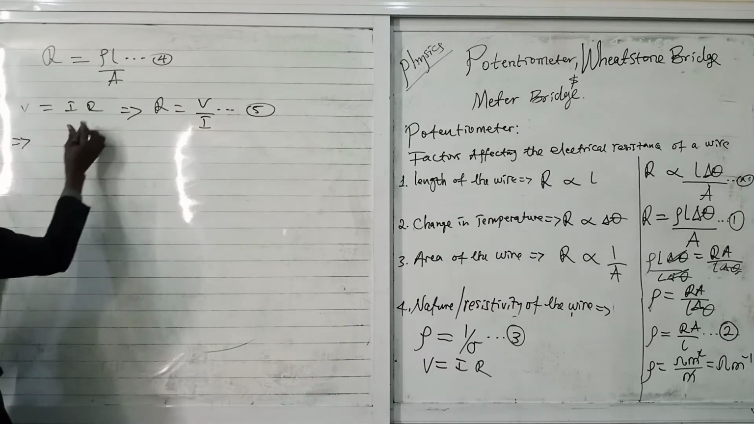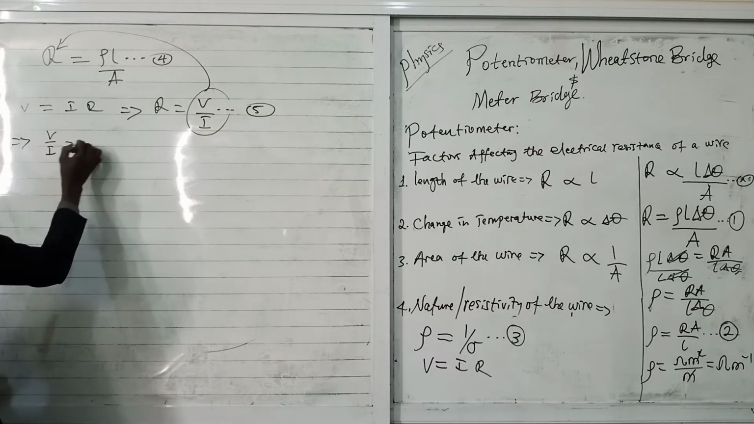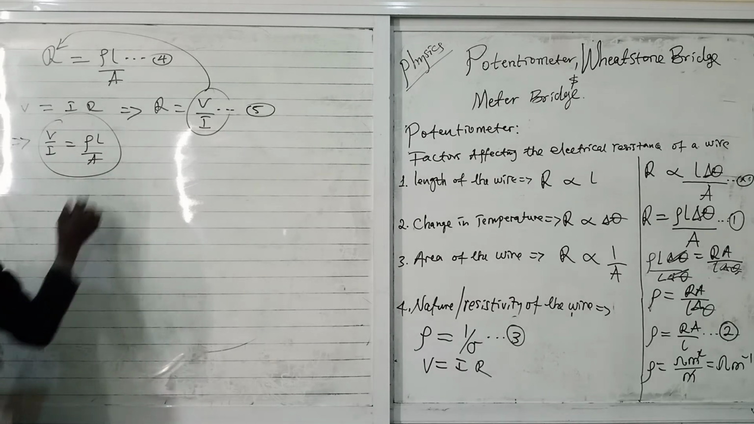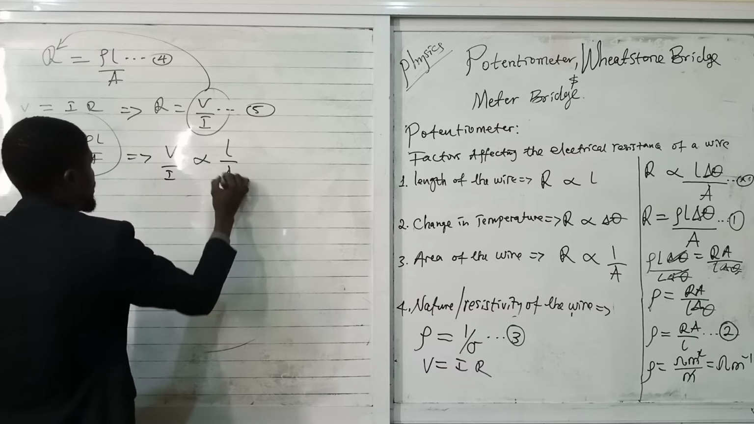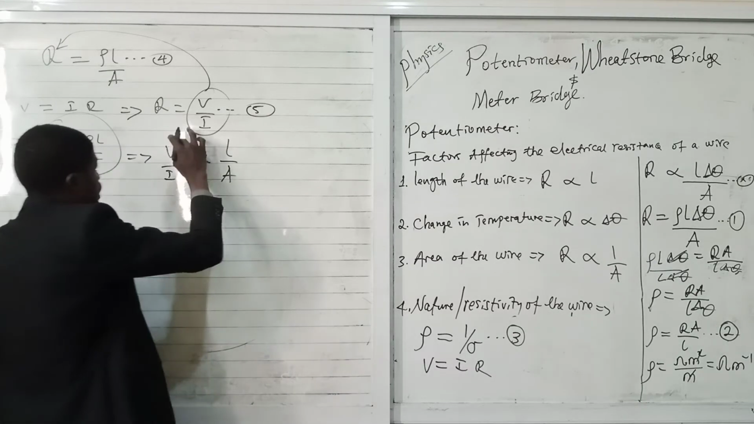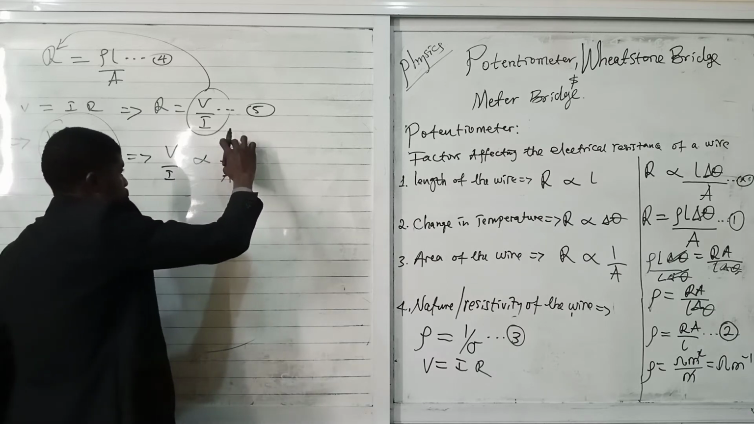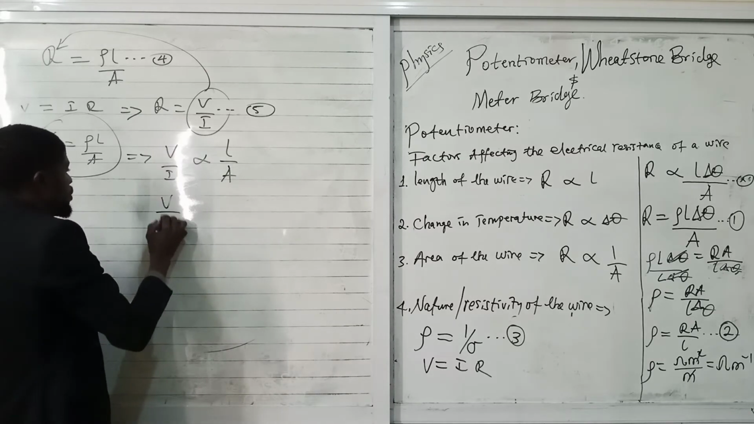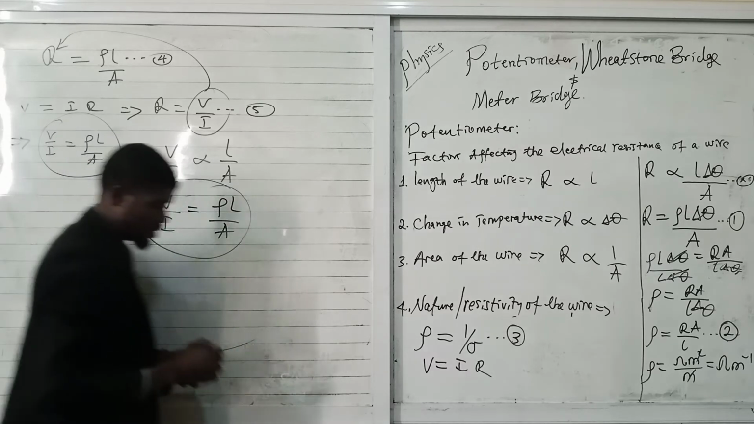So this implies that V all over I is equal to rho L all over A. What's the meaning of this equation? It means that an increase in the length of the wire will also cause the voltage to increase. Does it make sense? An increase in the length of the wire will also cause what? The current to decrease. There are moments where you have to run experiments using this particular equation. So this is that for that.